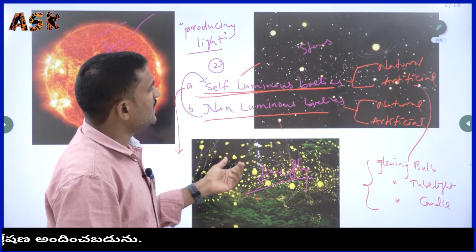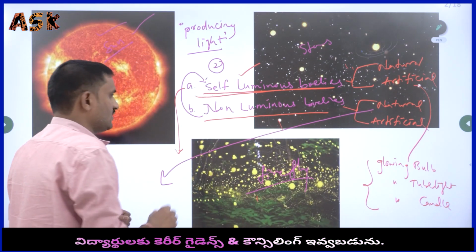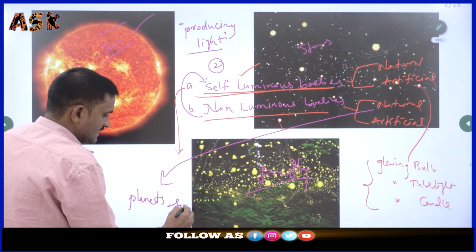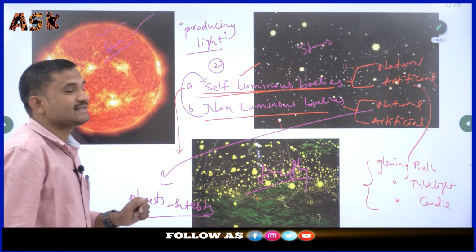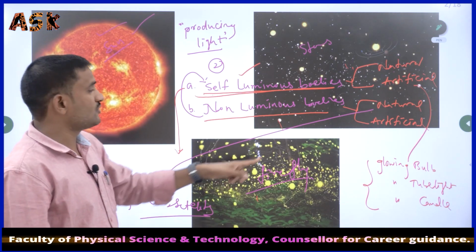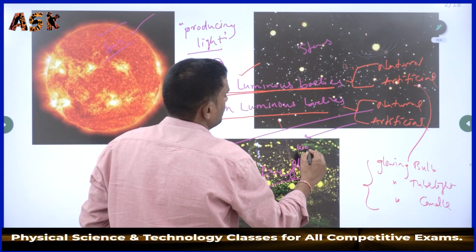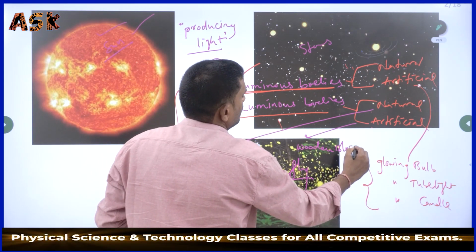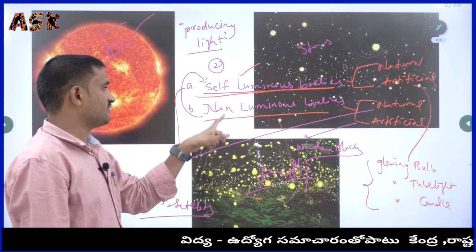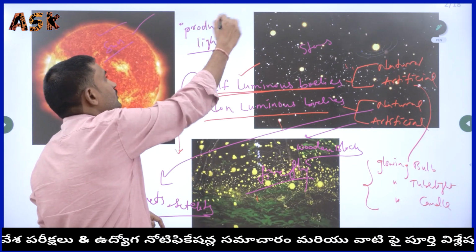These are the best examples for artificial self-luminous bodies. Then what are the examples for natural non-luminous bodies? Examples for natural non-luminous bodies are planets and satellites. Sir, what are the examples for artificial non-luminous bodies? Artificial non-luminous body examples are a wooden block. Just keep in mind the examples and the concept of self-luminous and non-luminous bodies. We classified on the basis of producing light.